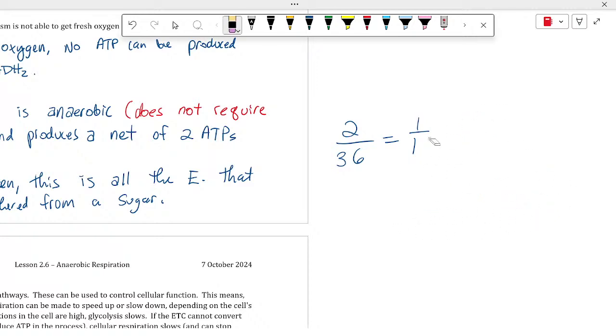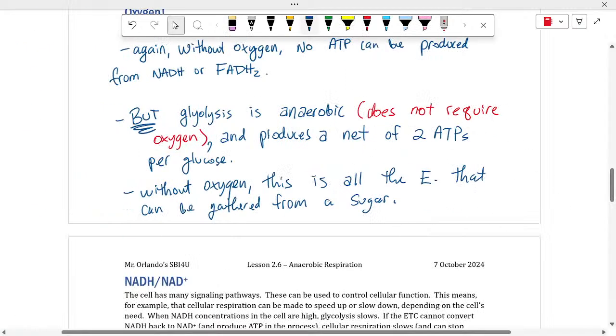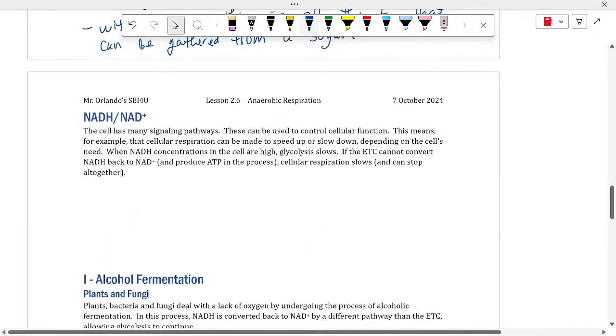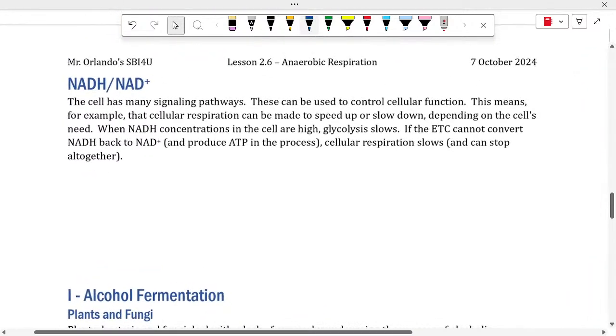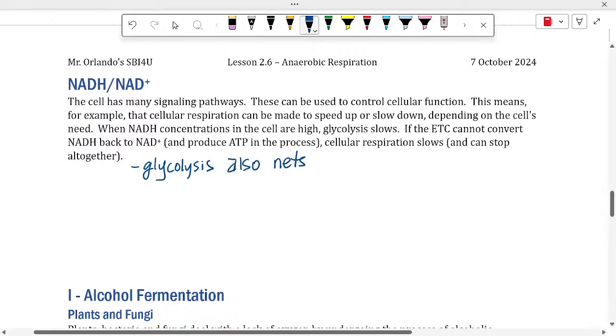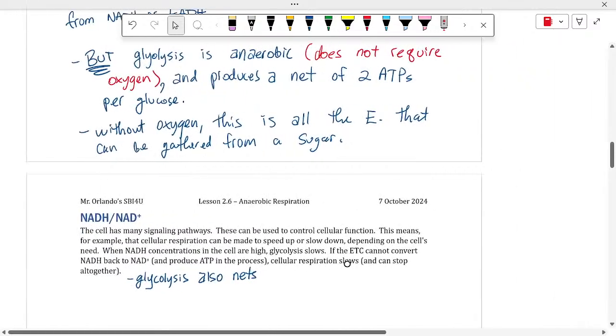Which is actually going to be a big problem for us. So you're exactly right. Look at this next title. Glycolysis rather, also nets not 1 NADH, but 2.